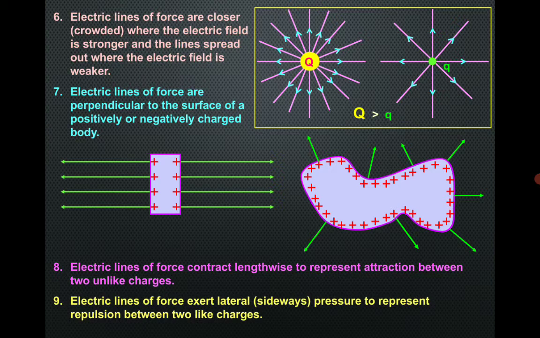Ninth, electric lines of force exert lateral sideways pressure to represent repulsion between two like charges. This also we have seen in the previous diagrams.